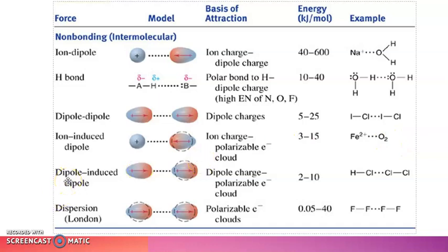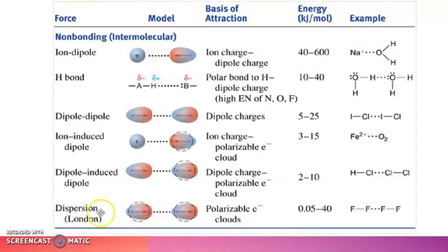Next is dipole-induced dipole. Sometimes a dipole, when it comes in close proximity with another neutral molecule, can develop a temporary dipole. So this is interaction between a dipole and an induced dipole. The bond energy is very low. These are still weaker, 2 to 10 kilojoules. Example, chlorine of HCl interacts with chlorine of chlorine gas.